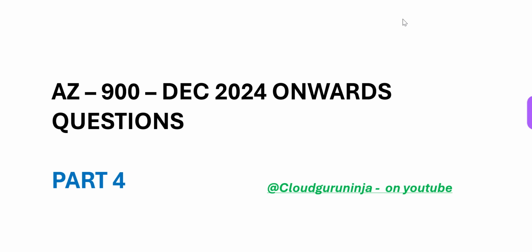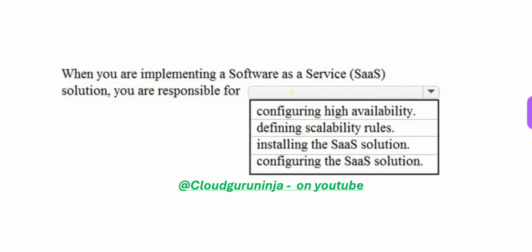Welcome to part 4. We will look at some more questions on AZ-900, that is Azure Cloud Fundamentals. So you're trying to implement a SaaS solution, software as a service. That means you don't have to install anything on your VM on cloud, but it is a software as a service. Just use it. So you are responsible for what in that case?